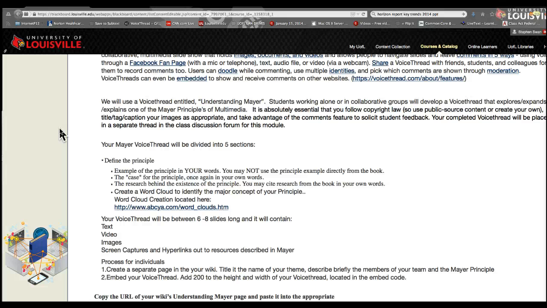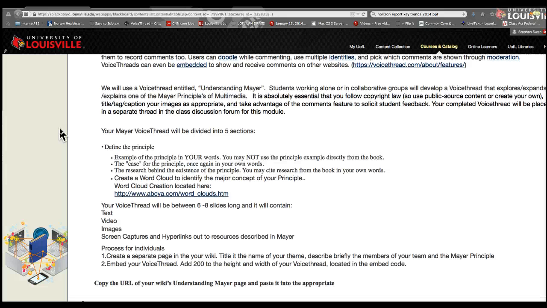how Mayer's principles work. And as you can see, our VoiceThread will be divided into 5 sections. You must use your own words. You must paraphrase. You may not lift directly. You must describe the case for the principle. You must explain the research behind the existence of the principle. In other words, how does it stand up? You may cite the research from the book.